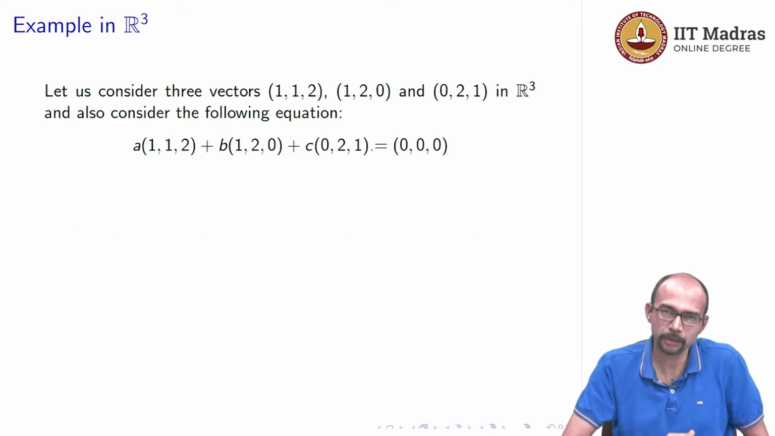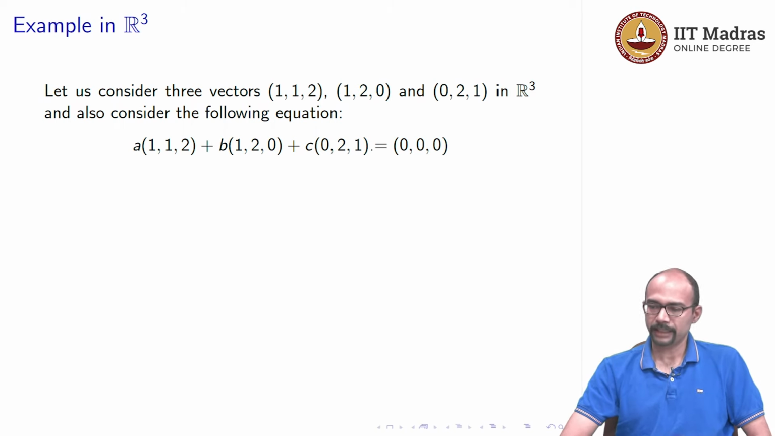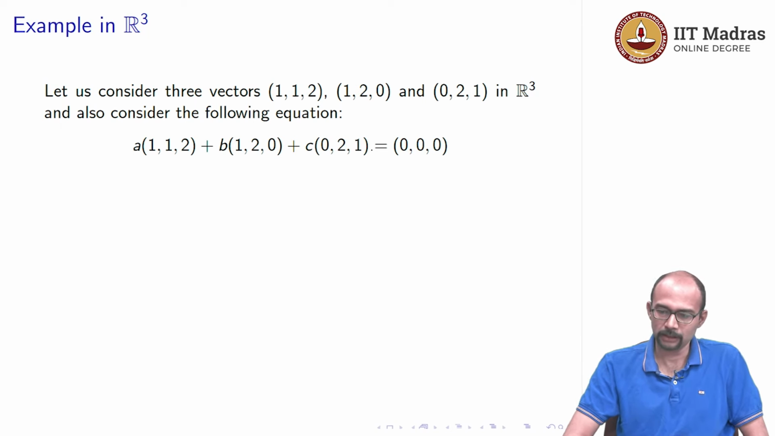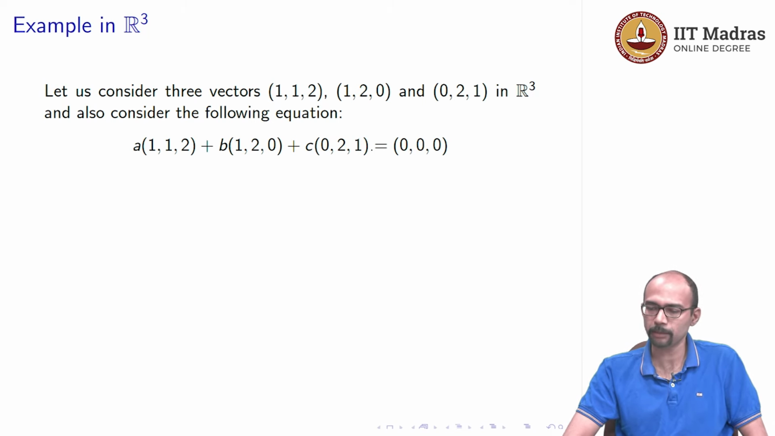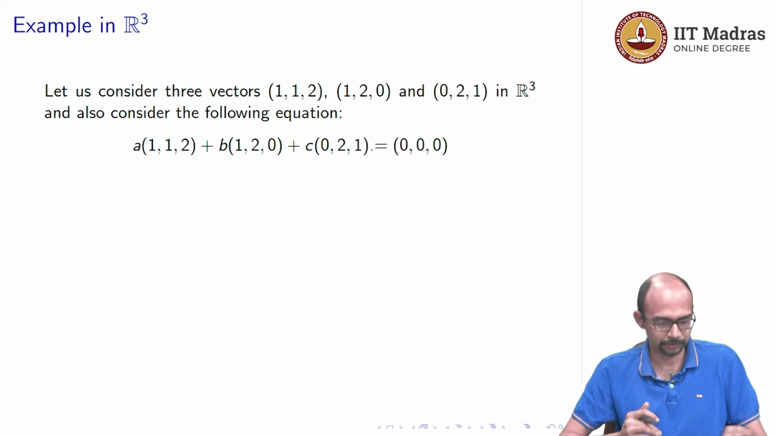Fine. Let us look at an example in R3. So, let us take these 3 vectors 1 1 2, 1 2 0 and 0 2 1. So, we want to ask whether or not they are linearly independent. So, let us take some arbitrary coefficients a, b and c. So, a times 1 1 2 plus b times 1 2 0 plus c times 0 2 1 is 0 0 0. So, we equate this to 0 0 0, and then we ask, can we get from here what are the choices for a, b, c. In particular, is there a choice where at least one of a, b or c is non-zero.